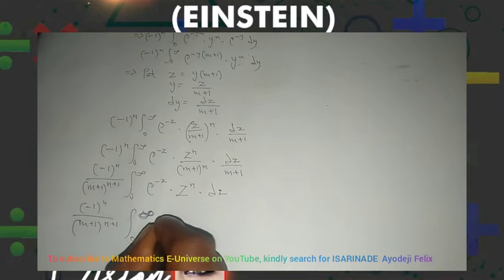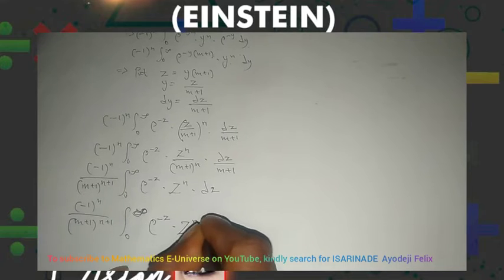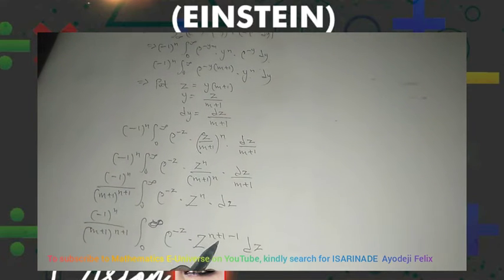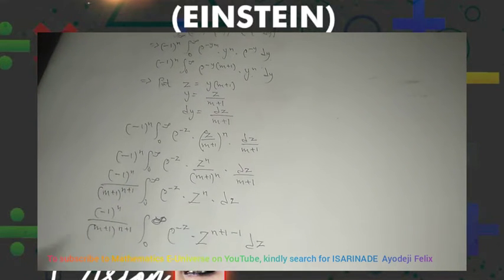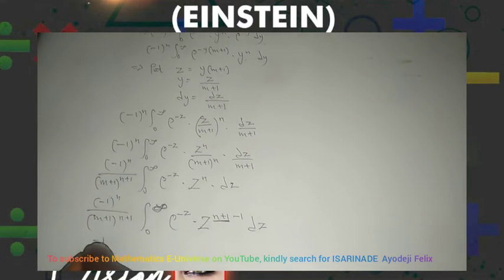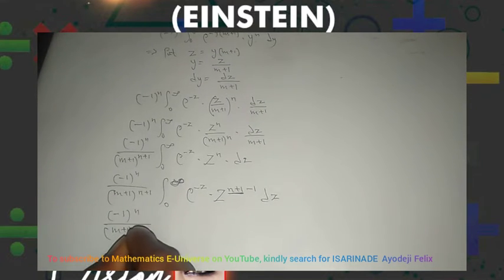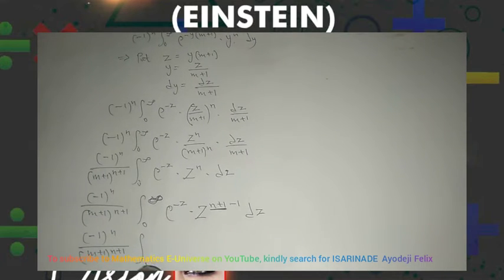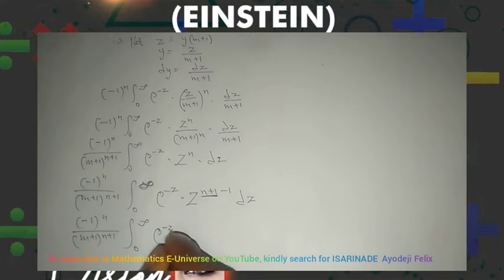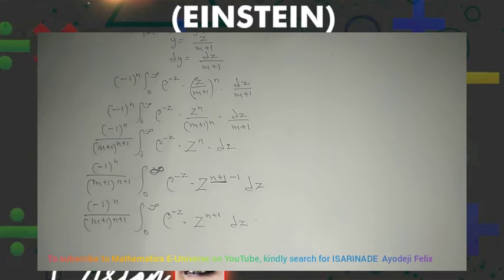And this we can write as minus 1 raised to power n over m plus 1 raised to power n plus 1 integral from 0 to infinity exponential minus z dot z raised to power n plus 1 minus 1 dz. This z raised to power n plus 1 minus 1 is still the same thing as z raised to power n. So now we are considering only this side. So now we have minus 1 raised to power n over m plus 1 raised to power n plus 1 integral from 0 to infinity exponential minus z dot z raised to power n plus 1 minus 1 dz.